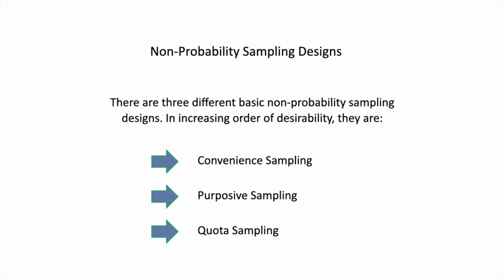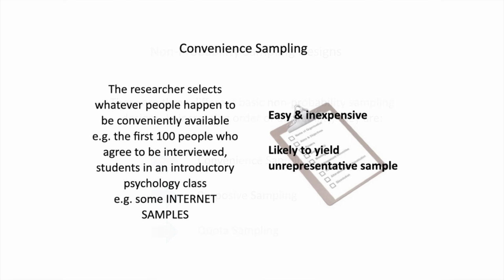Okay, so then what are these non-random sample designs? What's a non-probability sampling design? There are 3 basic ones that we use. And I'm going to present them from the least desirable to the most desirable. So the least desirable is a convenience sample. The middling option is a purposive sample. And then the most desirable is a quota sample. So convenience sampling.